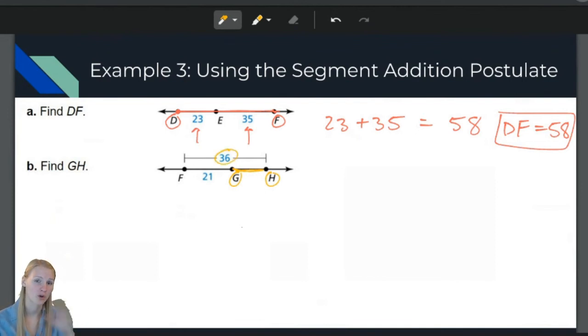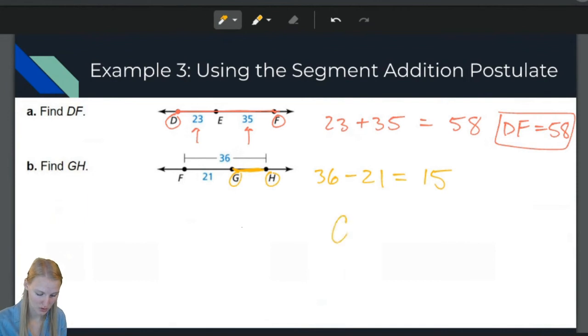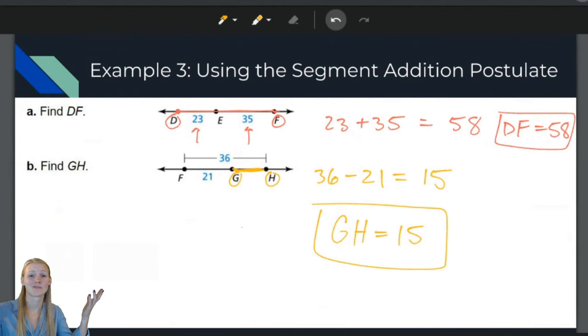Your house is 36 miles away, and you've walked 21 miles. How many more miles do you need to walk to get to the candy store? Well, you need to go 36, and you've already walked 21. So 36 minus 21 is 15. So GH, and I don't need the bar above it, because I'm talking about segment length. GH is 15. There you go.